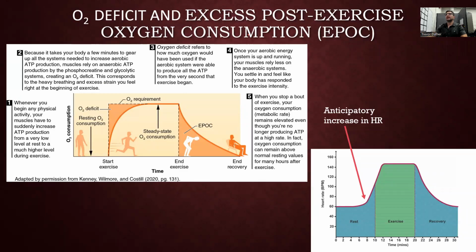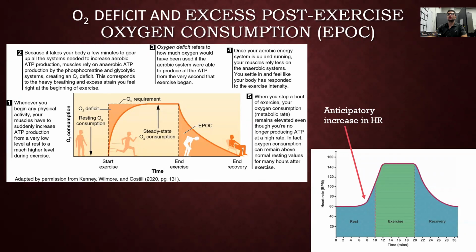So O2 deficit and excess post-exercise consumption, your EPOC, excess post-exercise consumption. So we see here as you begin to exercise, you jump to whatever it is. Let's say you start sprinting, okay? Your oxygen consumption jumps.